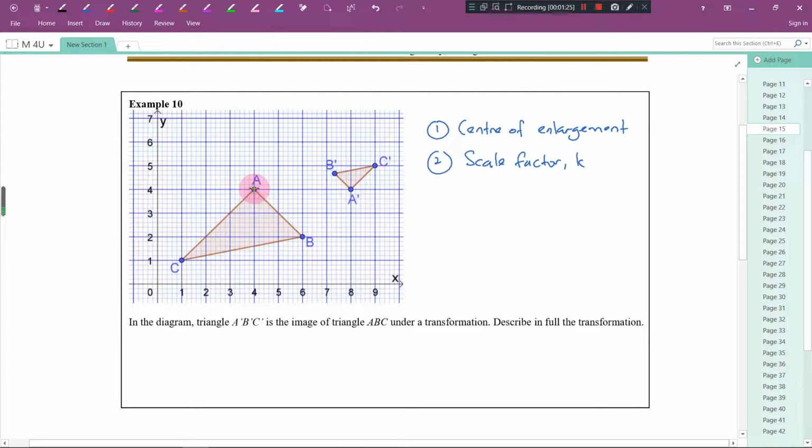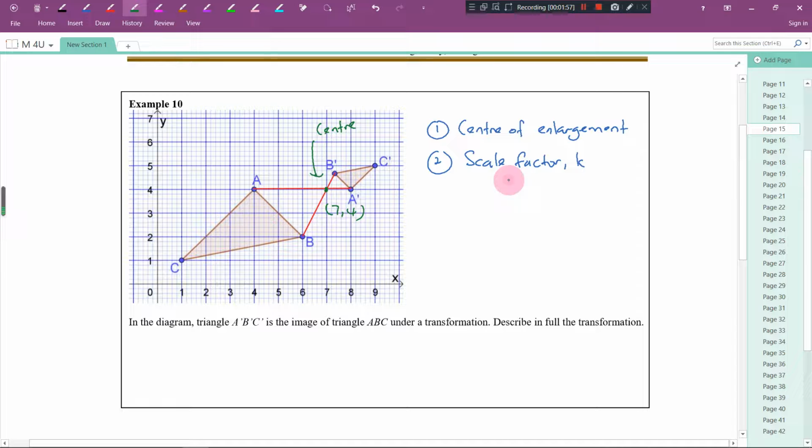First, let me connect this A and A prime together. One line is not enough. We need another pair, B prime and B. After you have drawn these two straight lines, look at their intersection point. Here, right? This will be the center of enlargement. So the coordinate of this point is (7, 4).